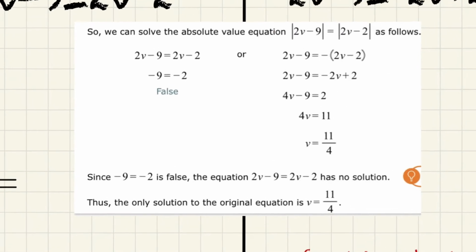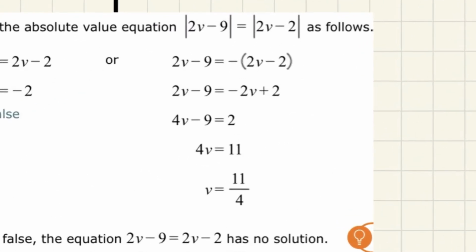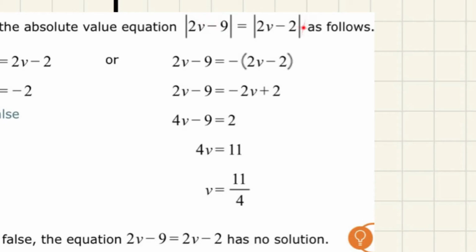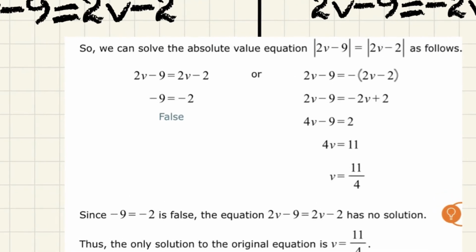Again, this is A, this is B. Next, I drop the absolute value signs, but on this one I have a negative 2v. This negative distributes in, so I have 2v minus 9 equals negative 2v plus 2. Remember, this was your second equation, and this was your first equation without the negative being distributed in.